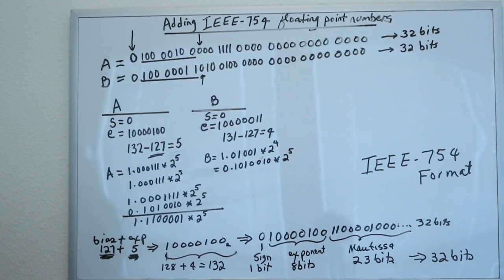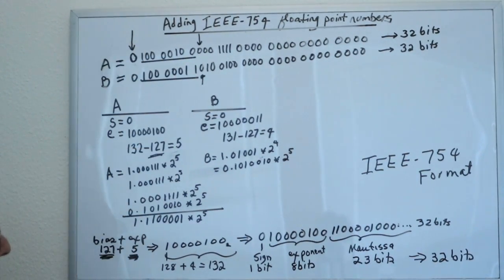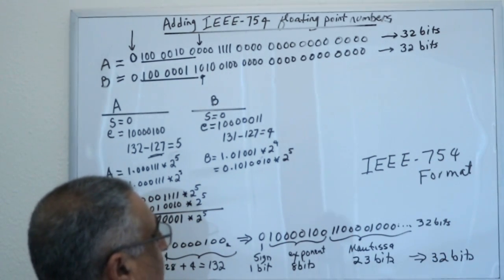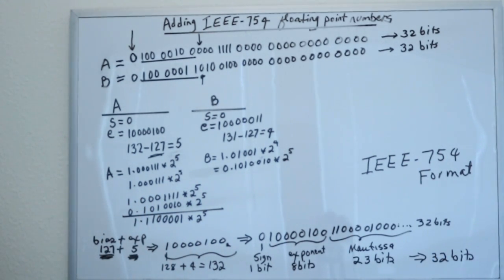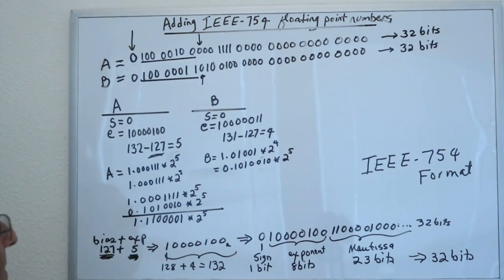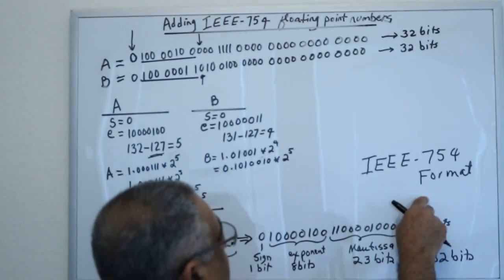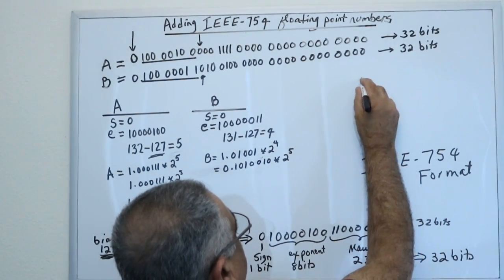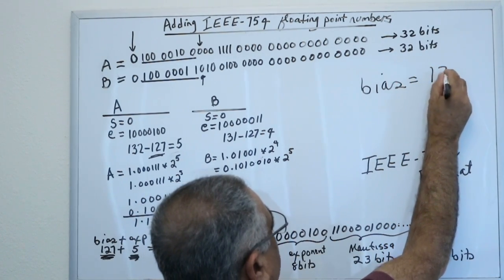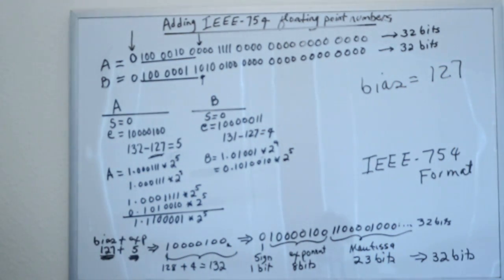Okay, so this problem is on adding two IEEE 754 floating point number formats. So I want to add two numbers in IEEE format. If you look back, for single precision, it's 32 bits each number. Now the bias is 127. That's for single precision. For double precision, it's a different value.